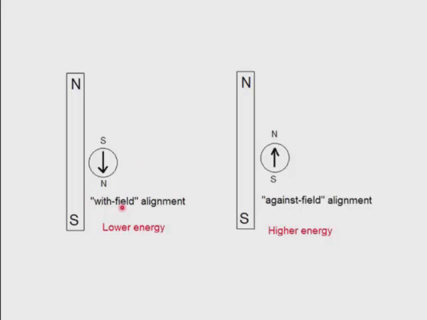Now suppose we rotate the compass needle 180 degrees so that like poles are together. The north pole of the compass needle points towards the north pole of the bar magnet. The compass needle is going to be under a constant tension. It's going to feel a constant force that tends to push it back into its with-field alignment.